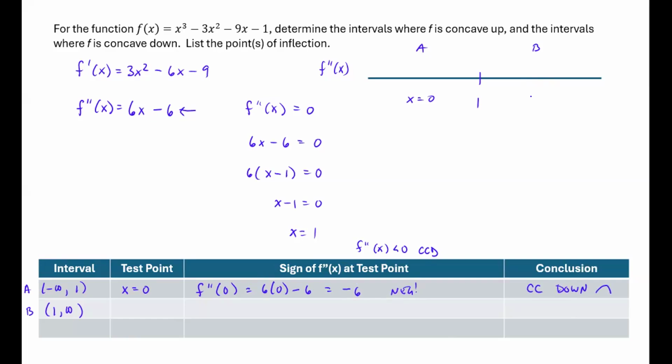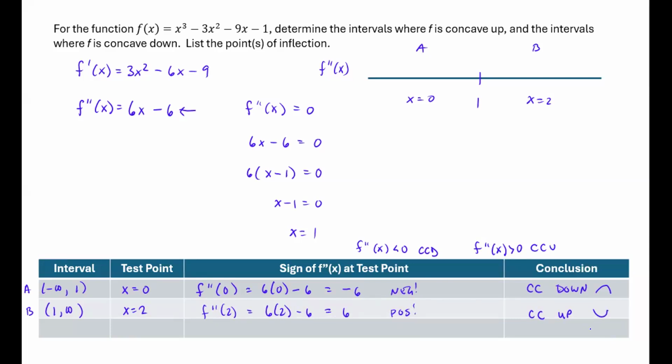On this other interval, we'll pick a test point. I'm going to do x equals 2 for interval B. We're going to put the 2 inside of our second derivative, so f double prime of 2. This will give us 6 times 2 minus 6. 12 minus 6 is +6. Again, we don't worry about the number per se. We just need to know, is it positive or negative? That means that this is going to be concave up. So anytime your second derivative is greater than 0, it's going to be concave up. So smiley face.